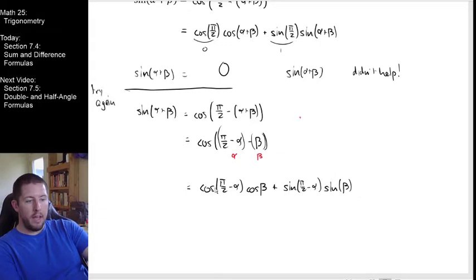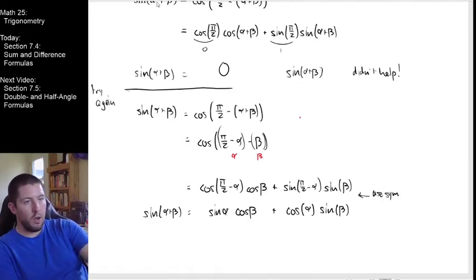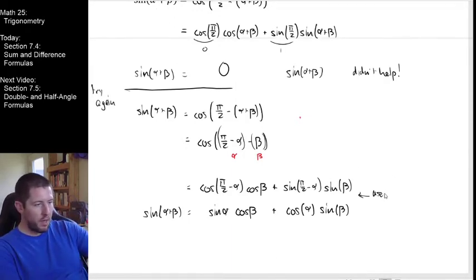Now, I know that cosine of pi halves minus alpha, based on my complementary formulas, is just the sine of alpha. Similarly, sine of pi halves minus alpha is exactly cosine of alpha. That's exactly using the complementary angle formulas, the same statements that we just made. These angles are complements of one another. They add to 90.